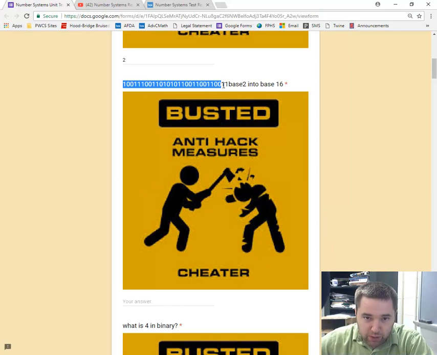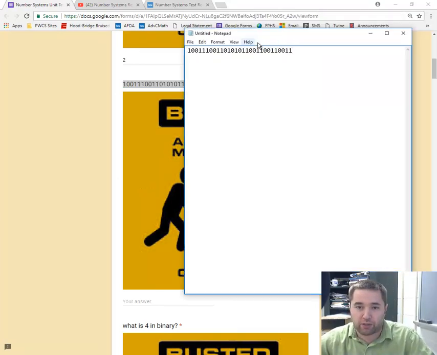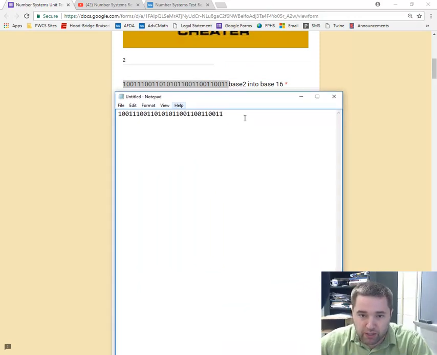This next one, the easiest way to solve this is copy, Control-C, open up Notepad, paste. We're turning into base 16. Notice how I have the question here, so I don't have to copy the question. So base 16, you start at the right, work your way left. Every 4 digits becomes 1 digit.